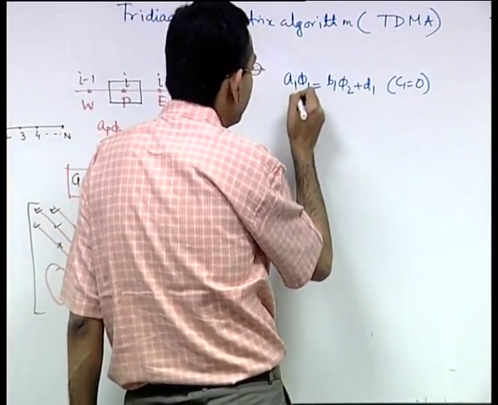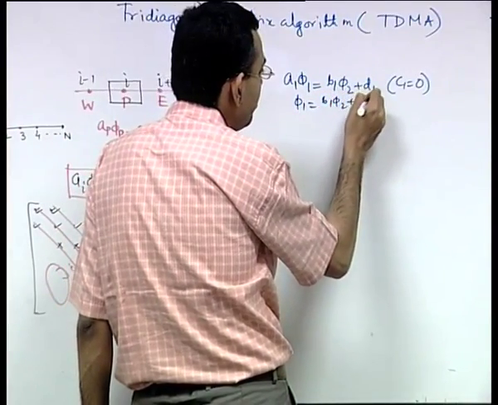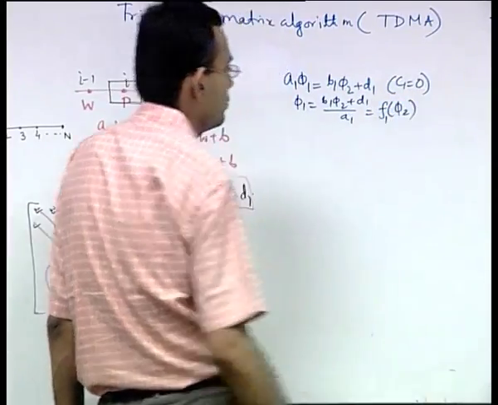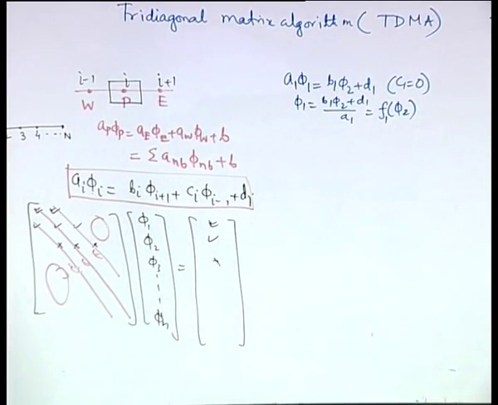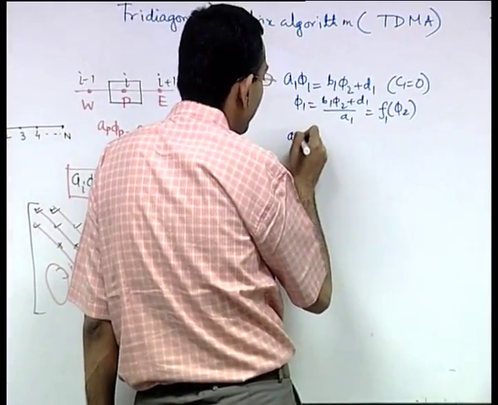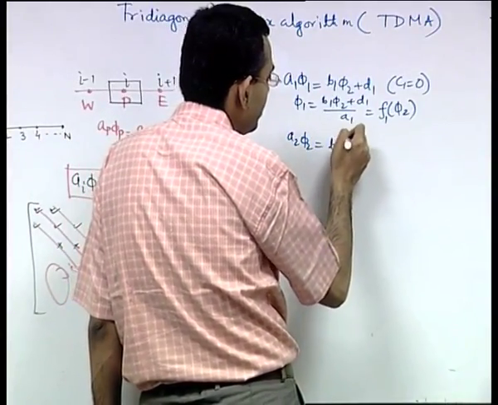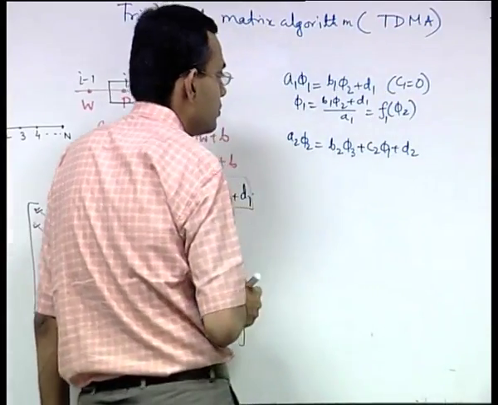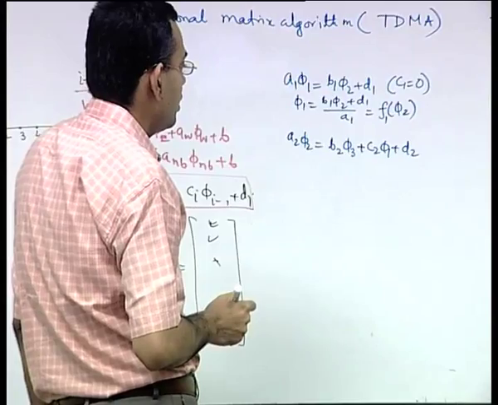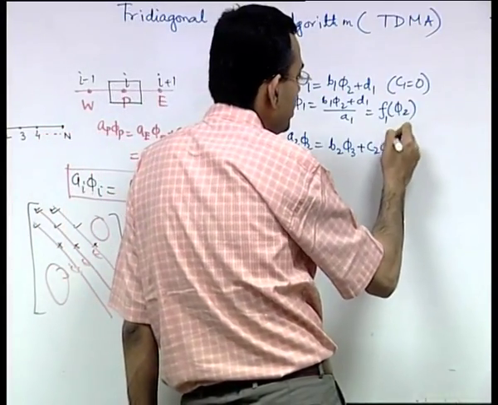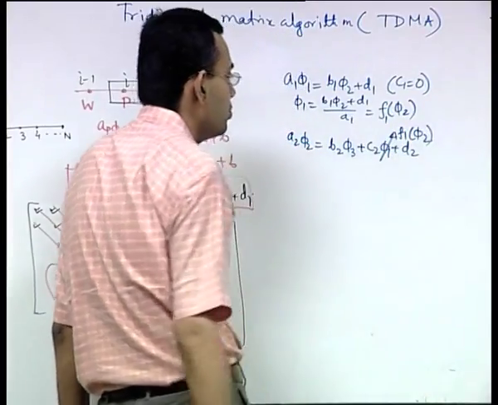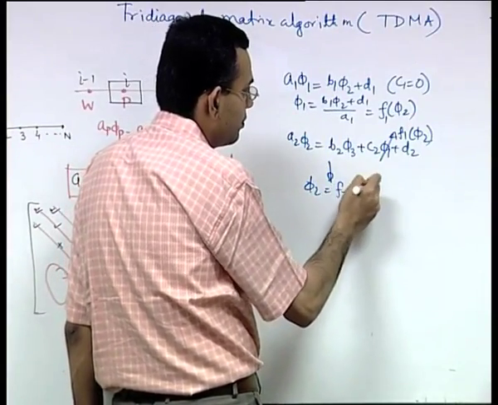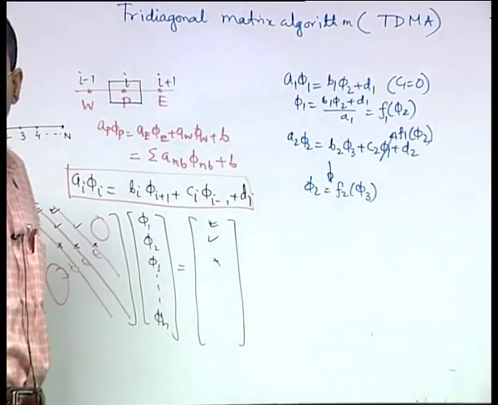So, you can write phi 1 is equal to B1 phi 2 plus D1 by A1, that means phi 1 is a linear function of phi 2. Second equation, A2 phi 2 is equal to B2 phi 3 plus C2 phi 1 plus D2. In place of phi 1 you can substitute as function of phi 2. So, this will give you phi 2 as a function of phi 3, linear function again.